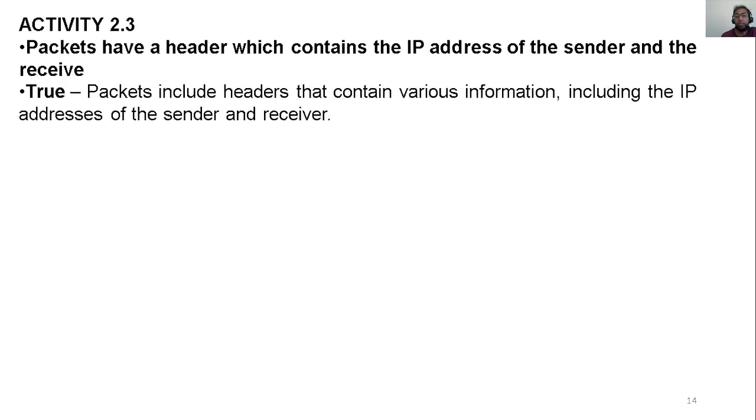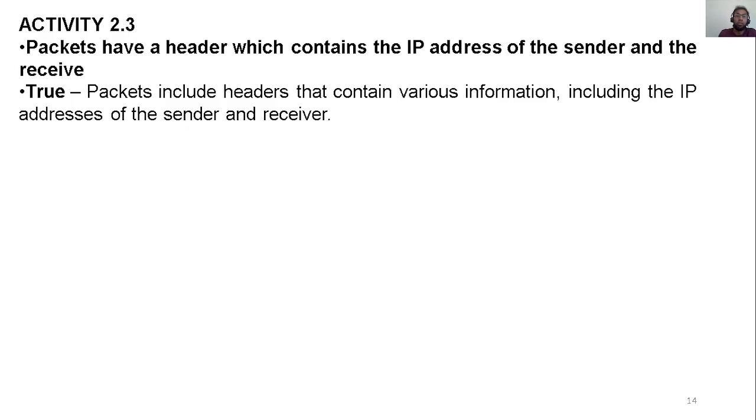Packets have a header which contains the IP address of the sender and the receiver. These are the questions for activity 2.3. Every data packet has three things: number one is the header, number two is the payload, number three is the trailer. So what this question is saying, packets have a header, and the header contains the IP address of the sender and the receiver.